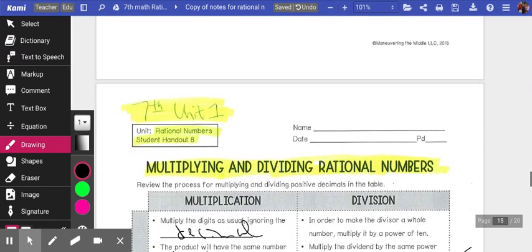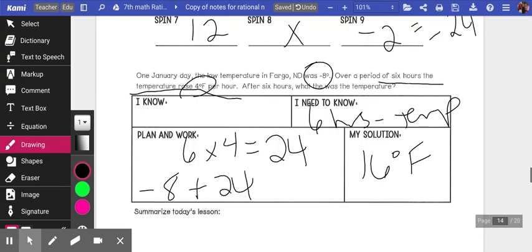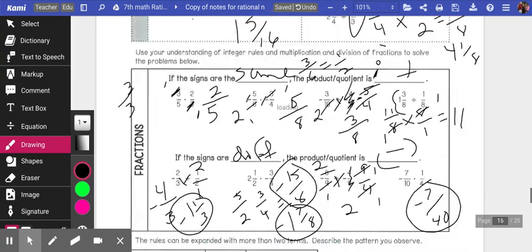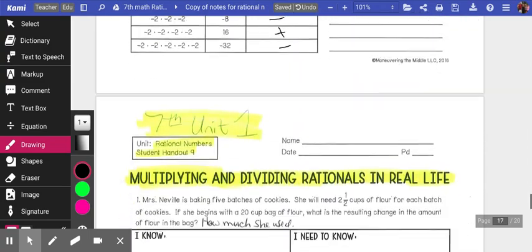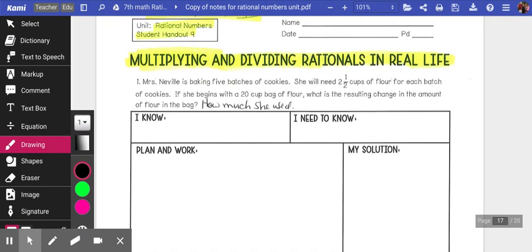Okay, and now we're going to go to handout 9. We are going to multiply and divide rational numbers in real life. So basically story problems. So we'll do a few together.